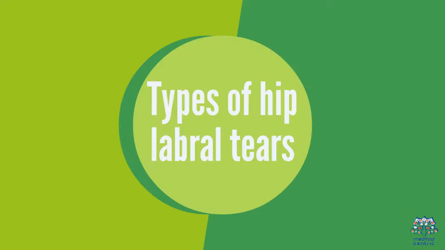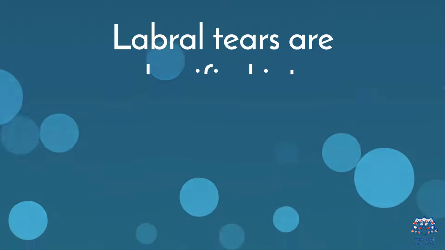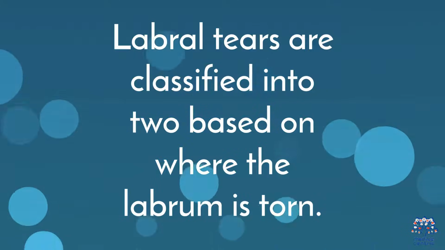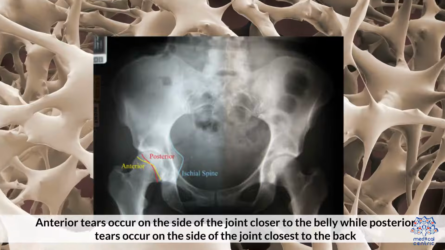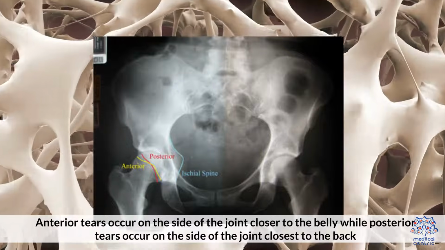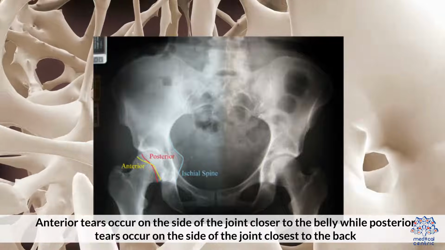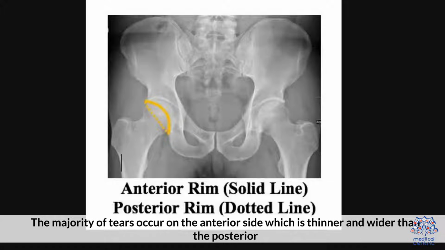Types of hip labral tears. Labral tears are classified into two based on where the labrum is torn. Anterior tears occur on the side of the joint closer to the belly, while posterior tears occur on the side of the joint closest to the back. The majority of tears occur on the anterior side, which is thinner and wider than the posterior.